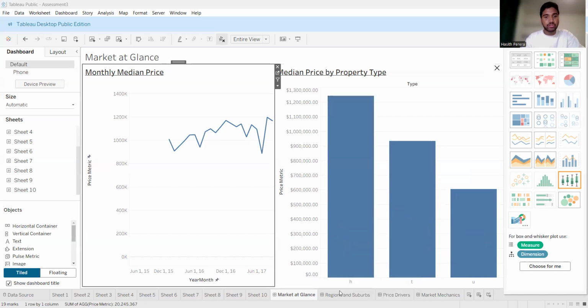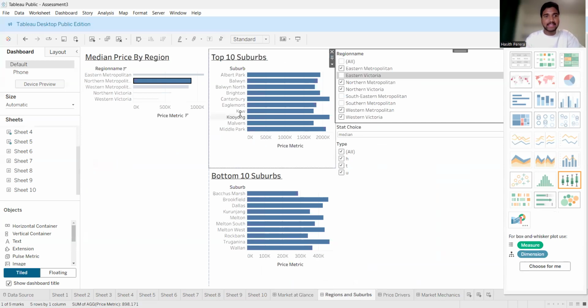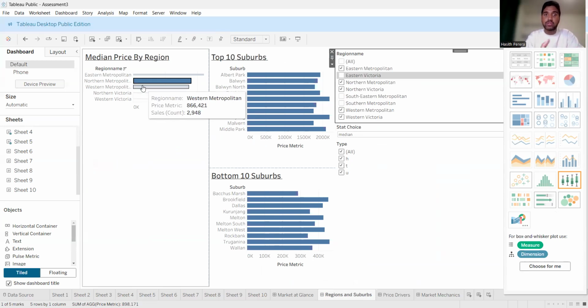So let's move on to the next dashboard. This dashboard shows the most expensive suburbs and the least expensive suburbs, and it shows the region as well. If we go to this view, which shows the median price from each region, you can see that the eastern metropolitans, such as Doncaster and Burwood, are expensive places. The median price there is quite high. And as you go down, you get the western provinces. This includes Tullamarine and Coolaroo. These prices are a bit low.